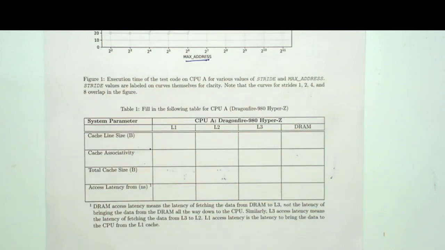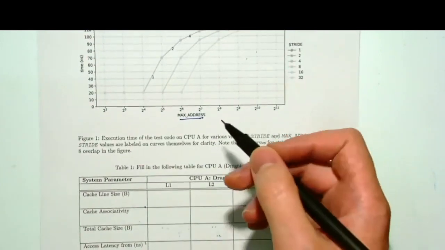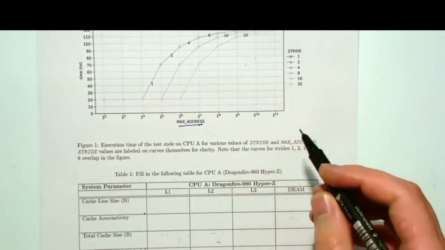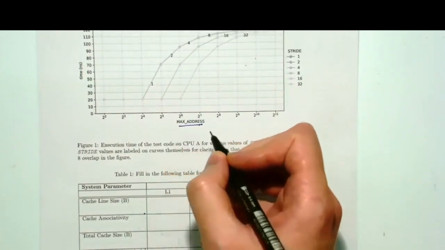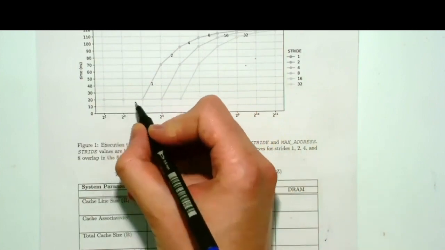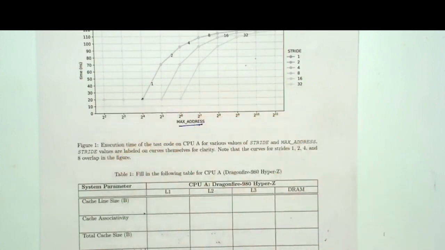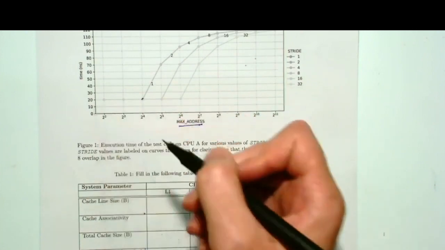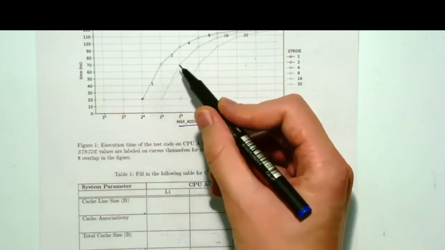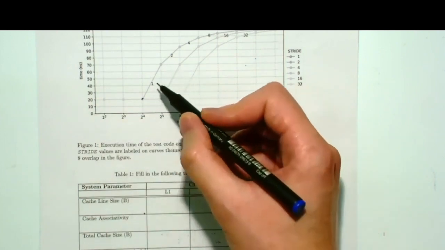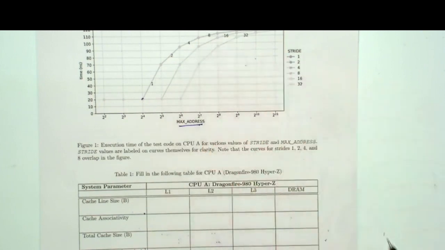Okay, so let's start with reading this plot a little bit more. Here we see some interesting points, right? Until this point over here, the latency is constant. It is 20 nanoseconds, right? After this point, it starts increasing for strides of 1, 2, 4, and 8. So this is actually showing us the size of the first level of cache, right, of the L1 cache.